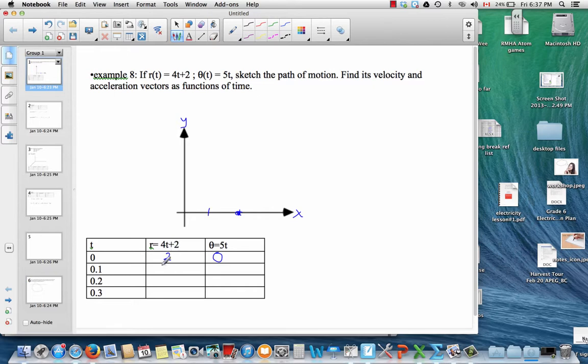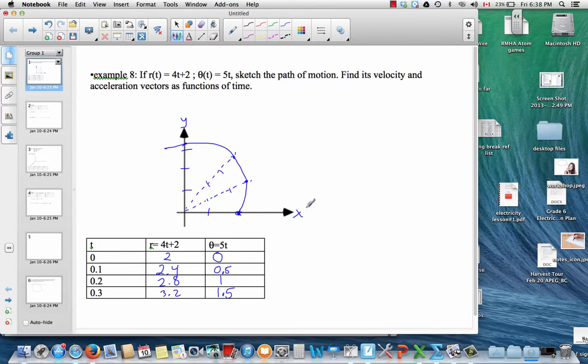At 0.1, r becomes 2.4, so the radius increases. We're up to half a radian now, which is about 30 degrees. So along that 30-degree angle, you go 2.5 units. Then at 0.2, r is 2.8 by the time we reach a radian, which is about 60 degrees. So we're now almost 3 units away from the origin. And then when we reach 1.5 radians, which is about pi over 2, we're now a little bit more than 3 units away from the origin. So this is a sketch of the parametric curve.